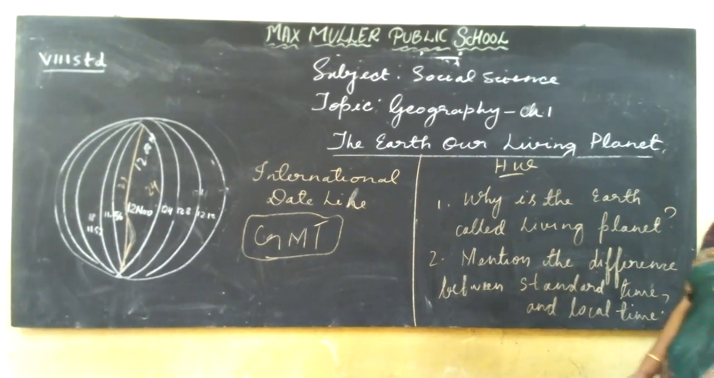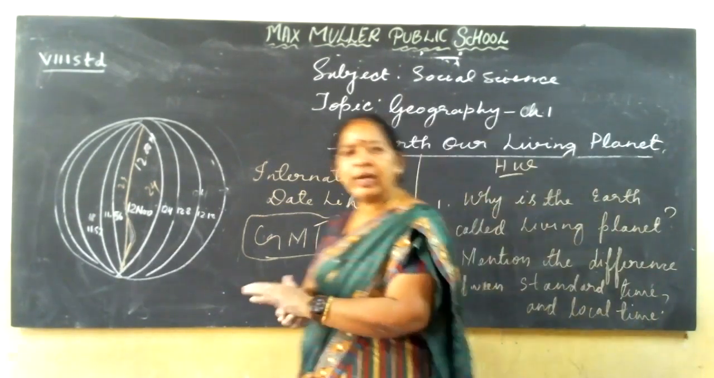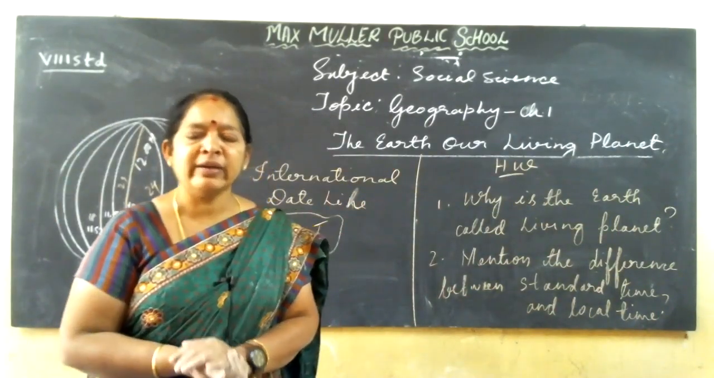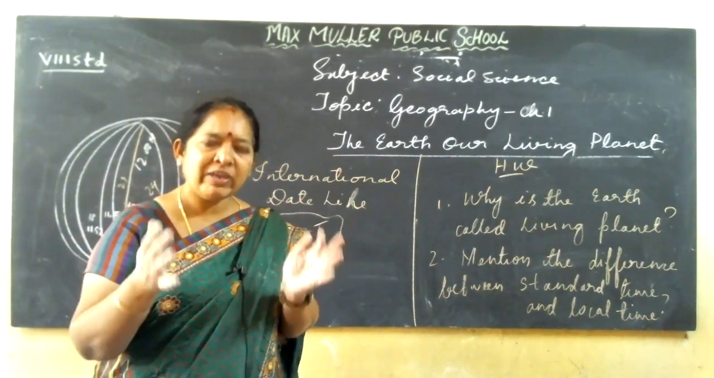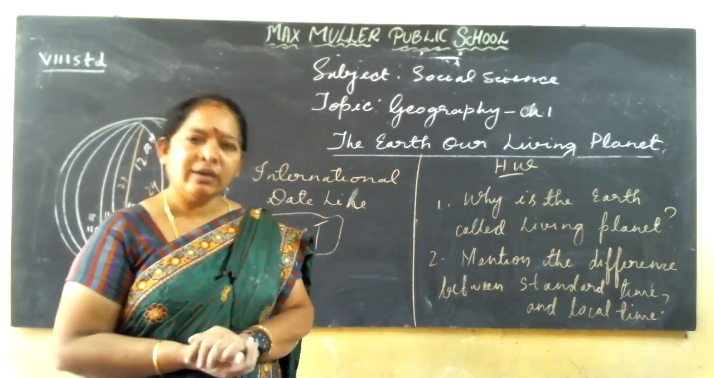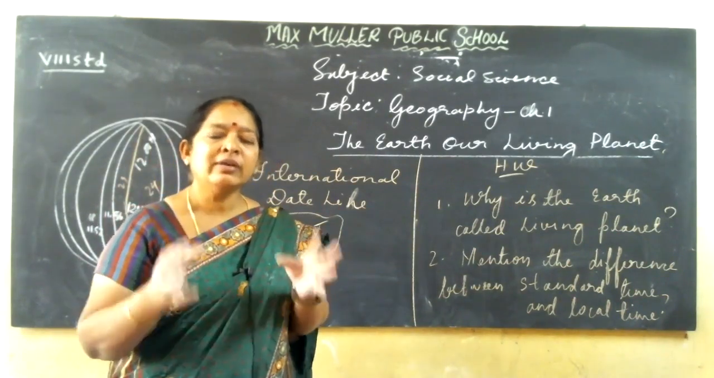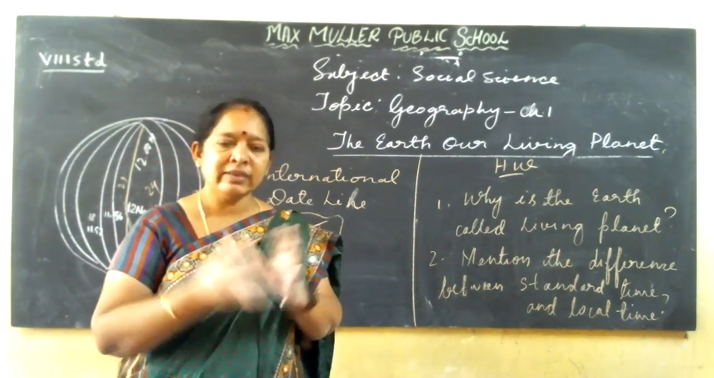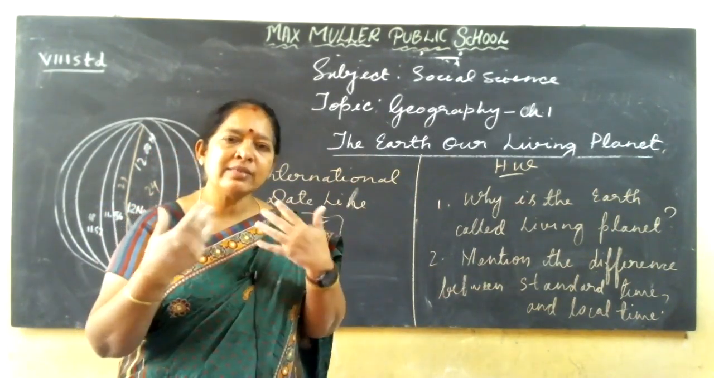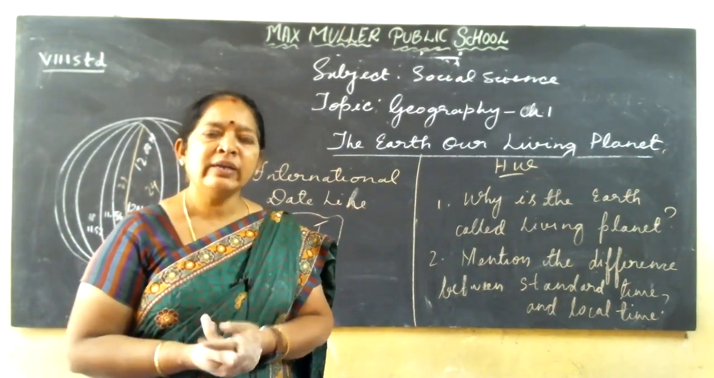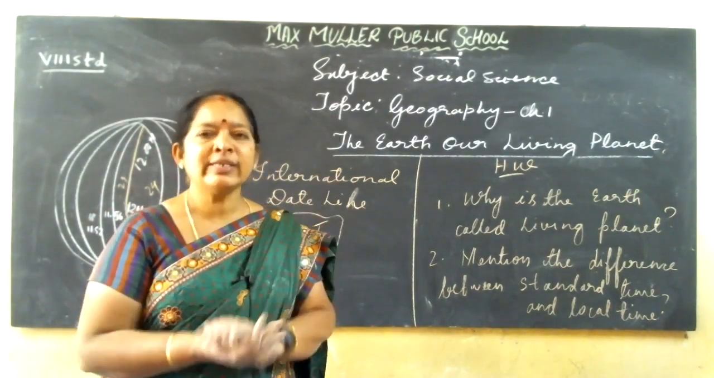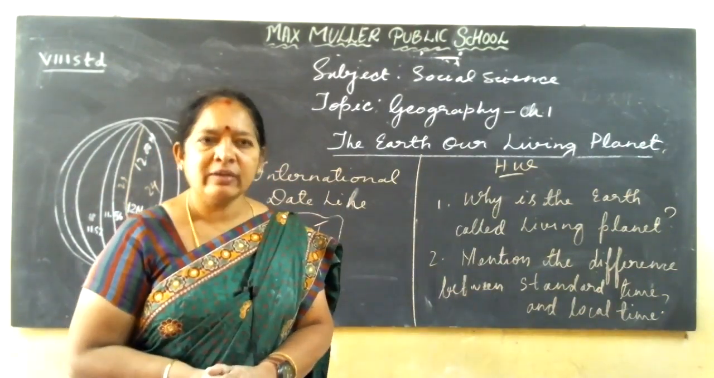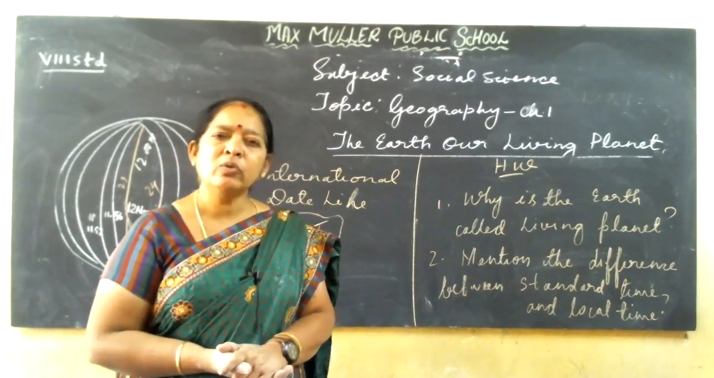Okay, so now once again I will just recap whatever you have learned. The whole earth is called the living planet because it has a life system which is supported by gases like oxygen, nitrogen and carbon dioxide. Plants and living beings are there, and the gases support them to grow. It is also covered by water, and the water cycle is there. So this helps them to live.